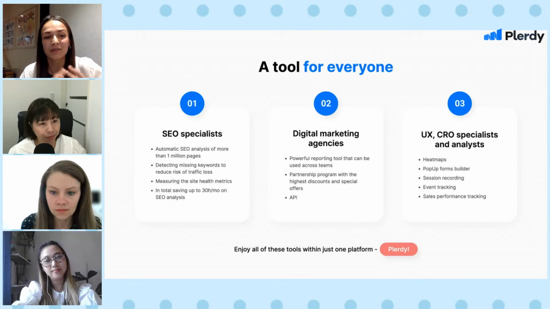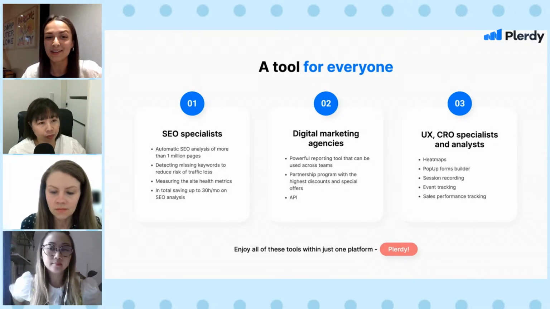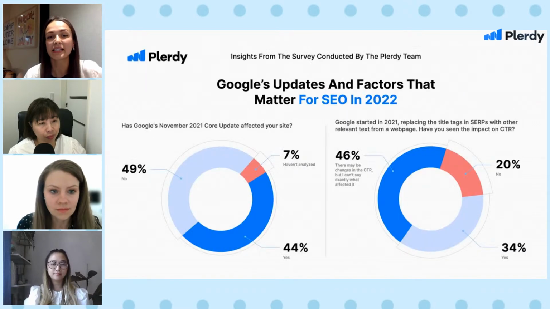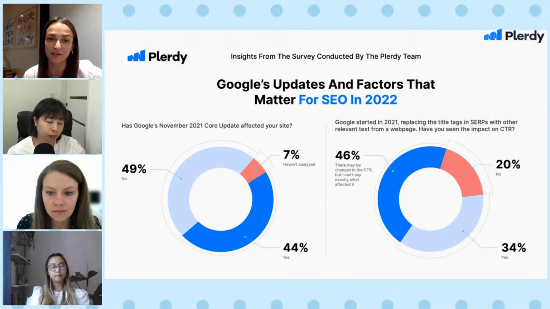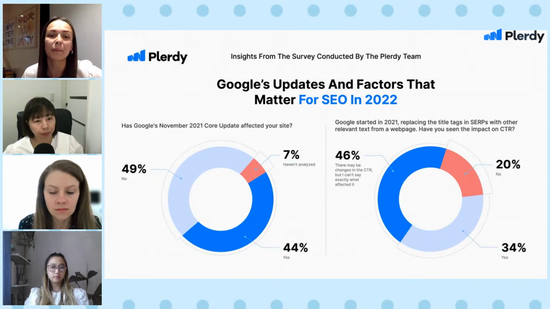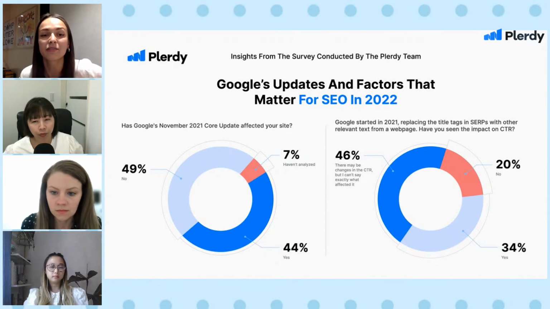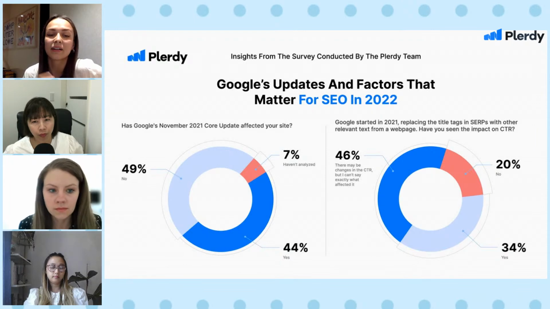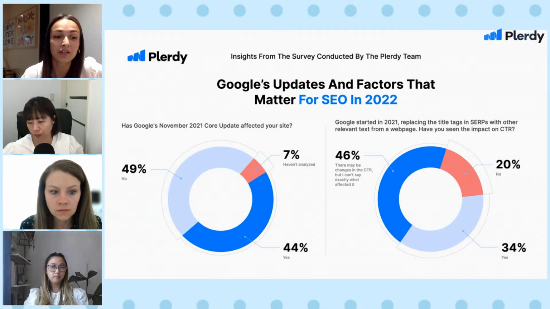And let's move now to the core of our panel, SEO trends. This is the topic, and I want to give everybody a small background. Prior to this event, our team at Plurdy conducted a survey, which our speakers took part in, about SEO trends. We took the biggest insights and takeaways from this survey, and want to focus on a few findings from this report. First of all, we will focus on Google updates and factors that matter for SEO in 2022. Two questions from the report.